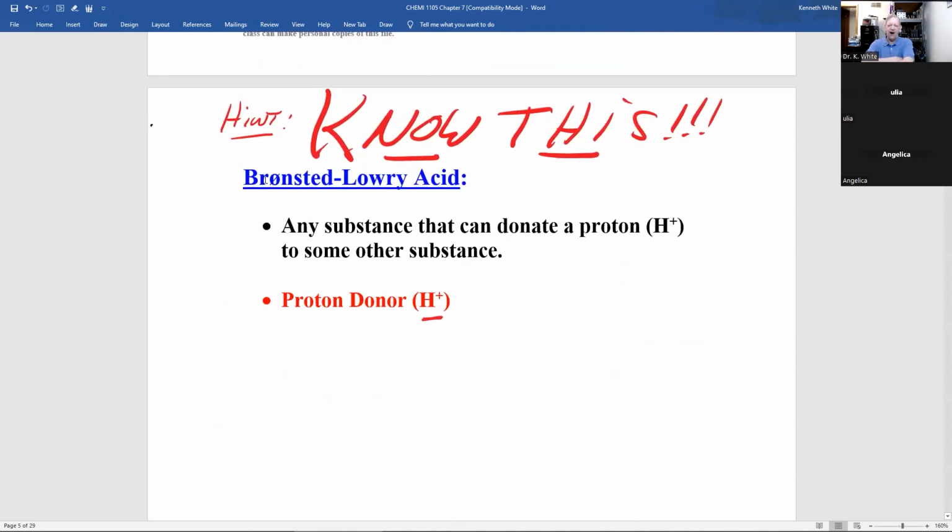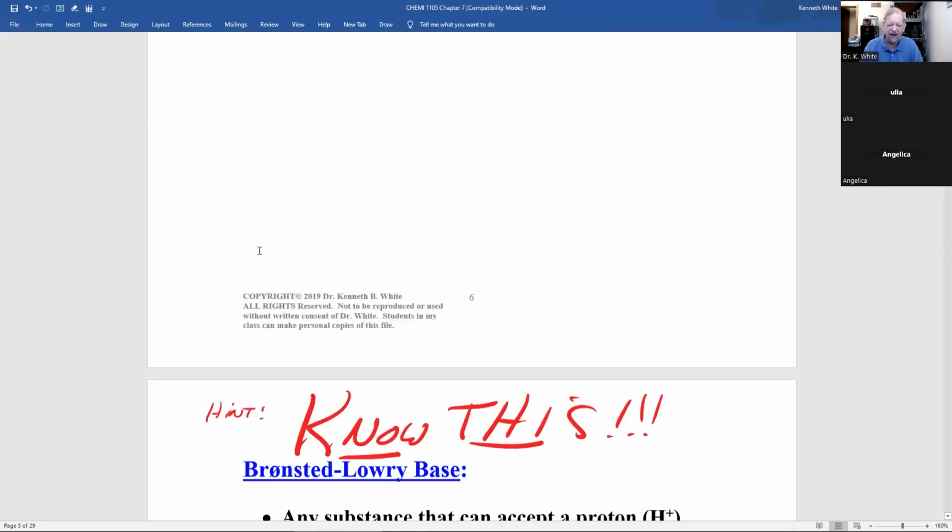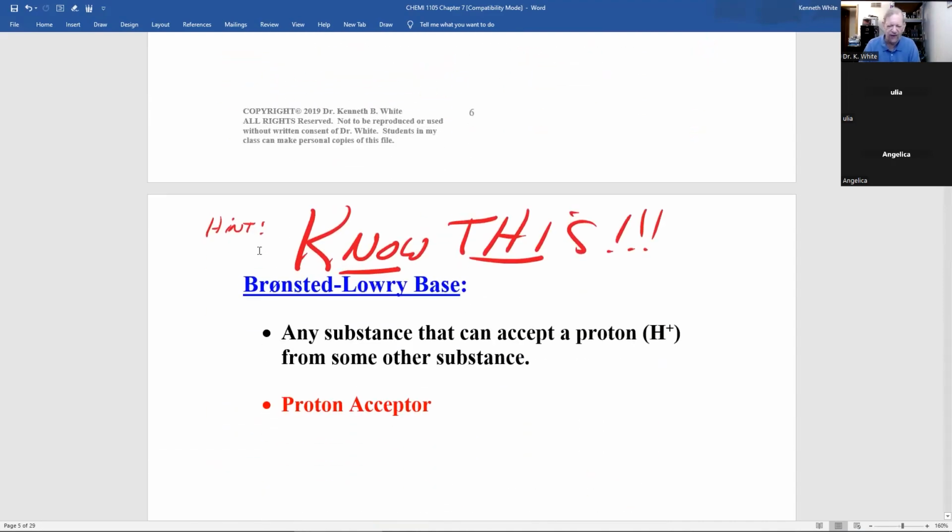And you should know, get the hint? A Brønsted-Lowry acid is a proton donor. Acid, proton donor. Here, I'm an acid, take my protons. If I'm a base, you should know, a Brønsted-Lowry base is a proton acceptor, and remember, a proton is H plus. Give me your protons, I'm a base.